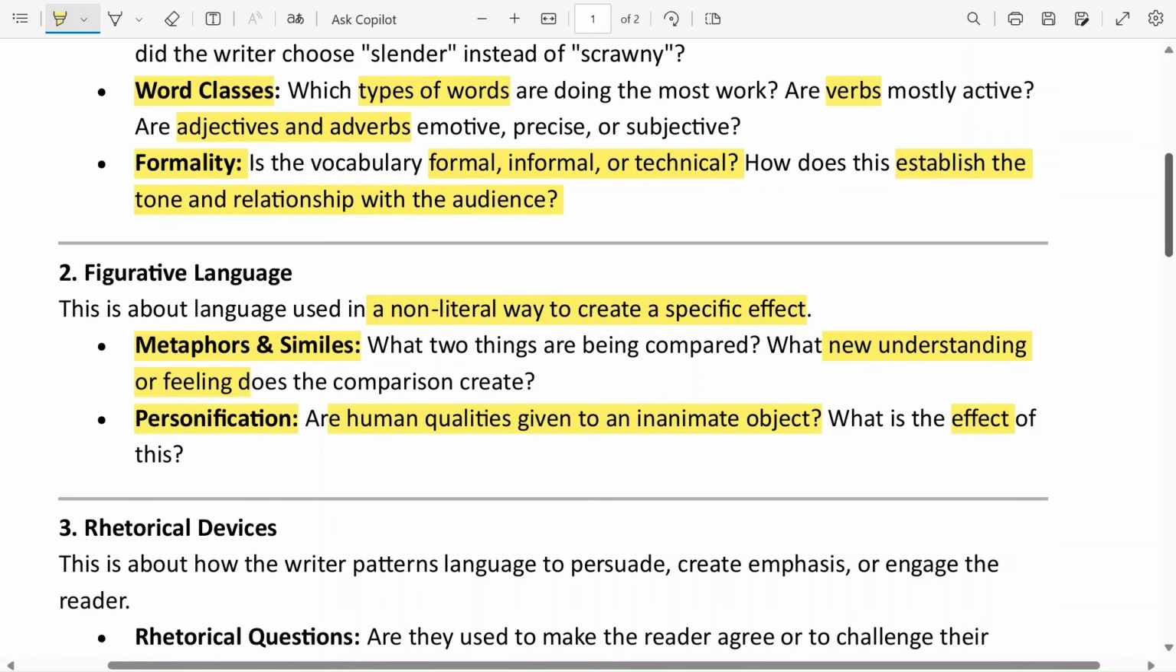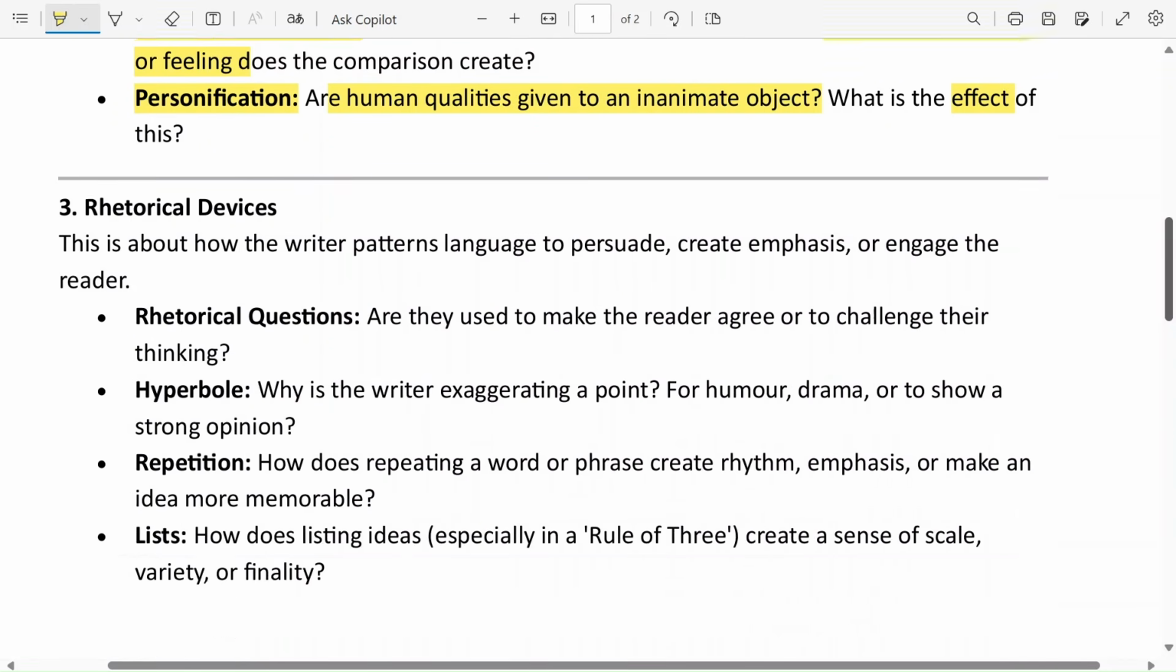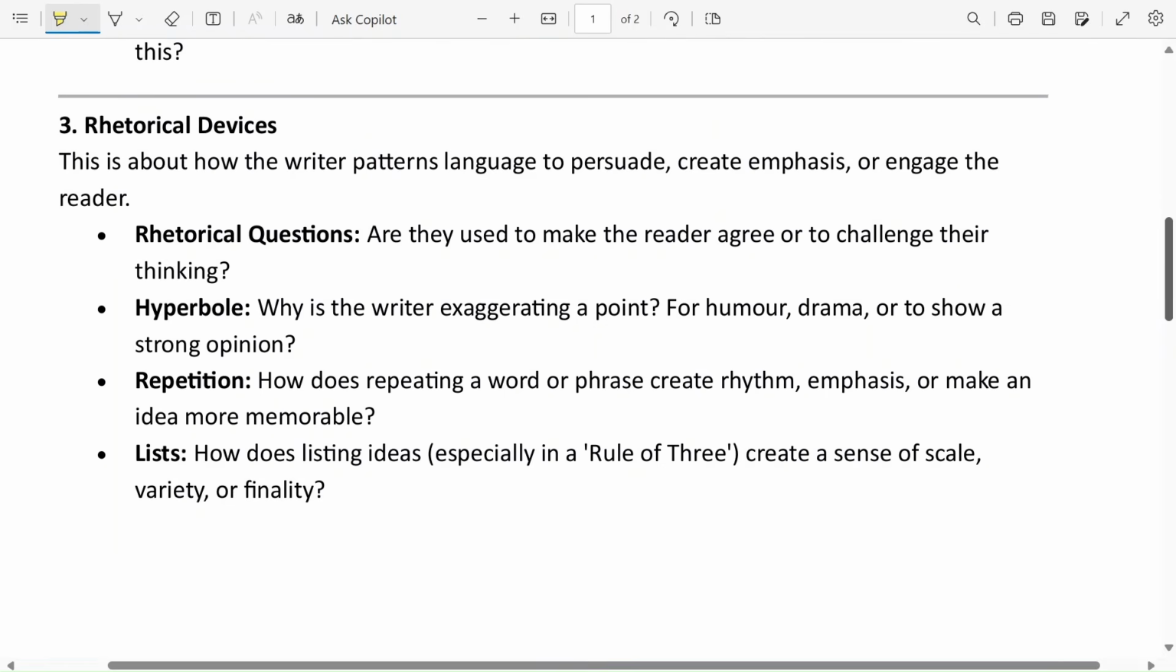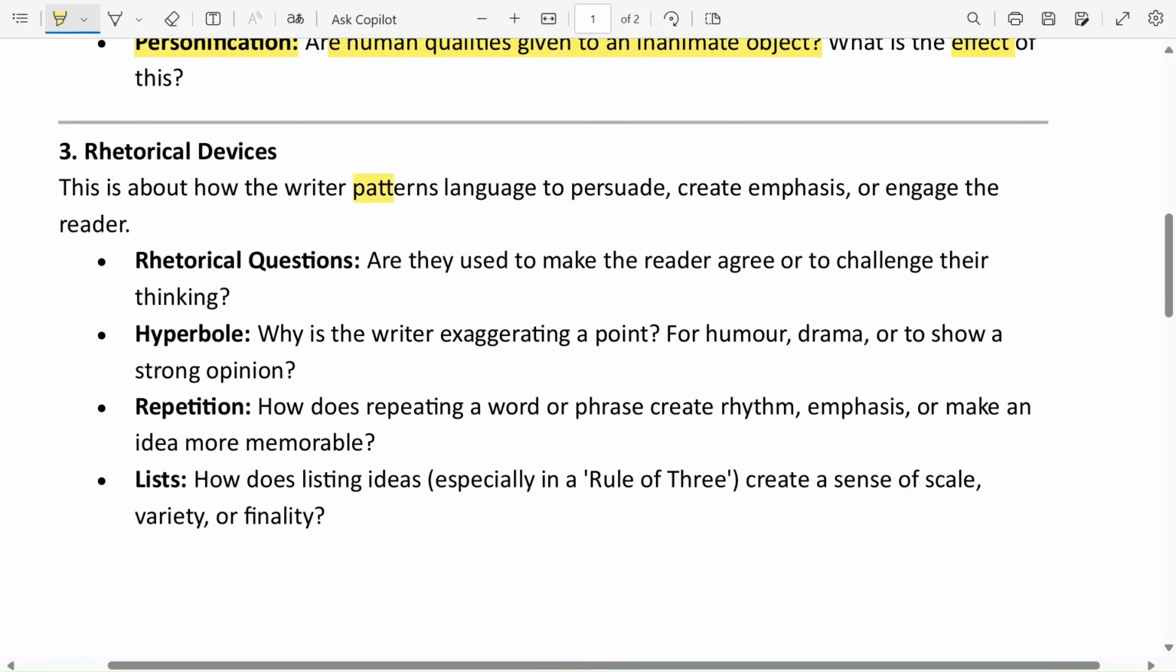Next, we can look at rhetorical devices. Rhetorical devices are all about how the writer patterns language to persuade you, emphasize a point, or to really engage the reader. You can look at whether the author uses rhetorical questions. Are they designed to make you agree or challenge your thinking and make you pause? How about hyperbole or exaggeration? Why is the writer exaggerating a point? Is it for humor, for dramatic effect, or to really hammer home a strong opinion?